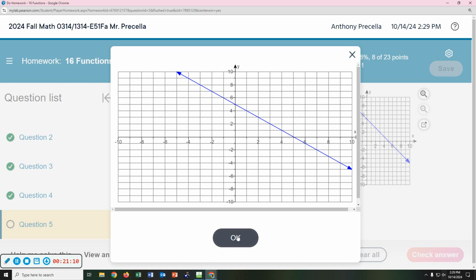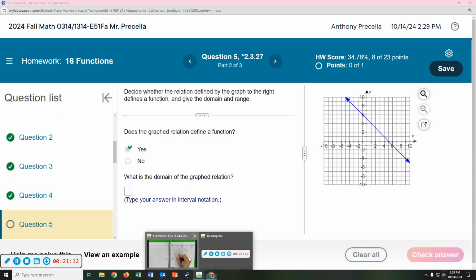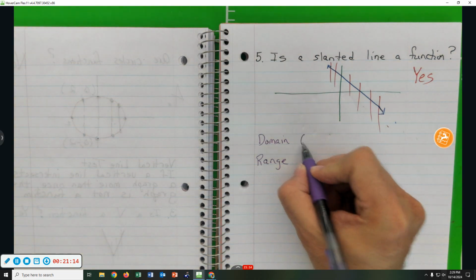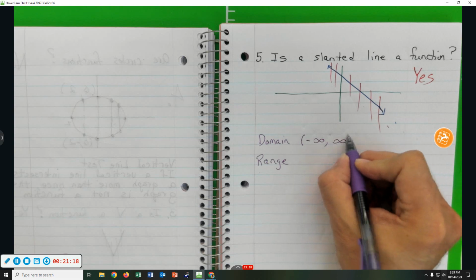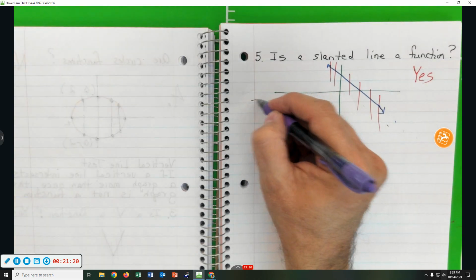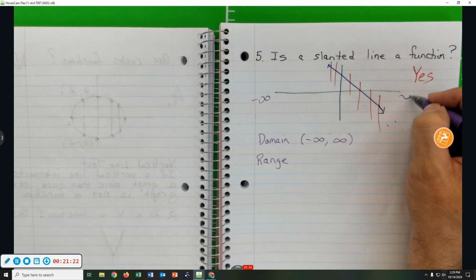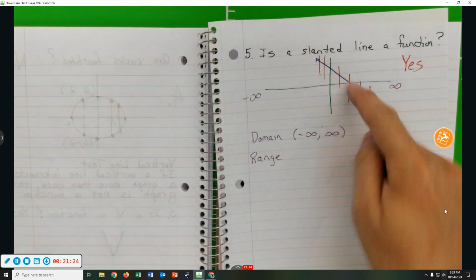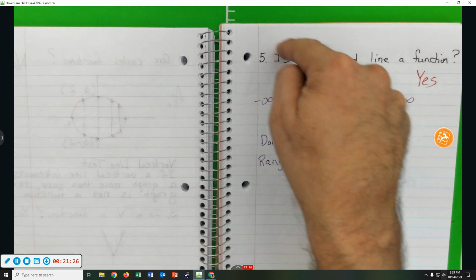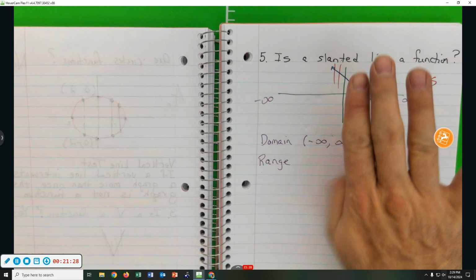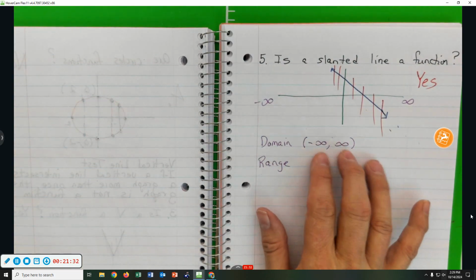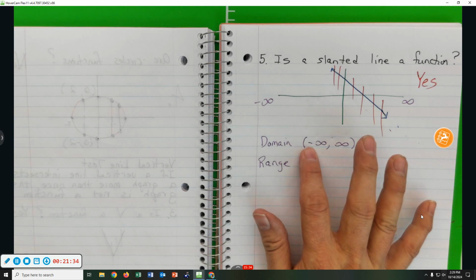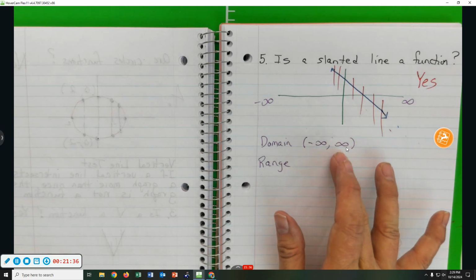And the way we'll write that in interval notation is parentheses, negative infinity, comma, infinity. If you labeled way over here negative infinity and here positive infinity, it's going to keep going forever to the left and forever to the right. That's what you're saying here. The graph keeps going forever to the left and forever to the right.